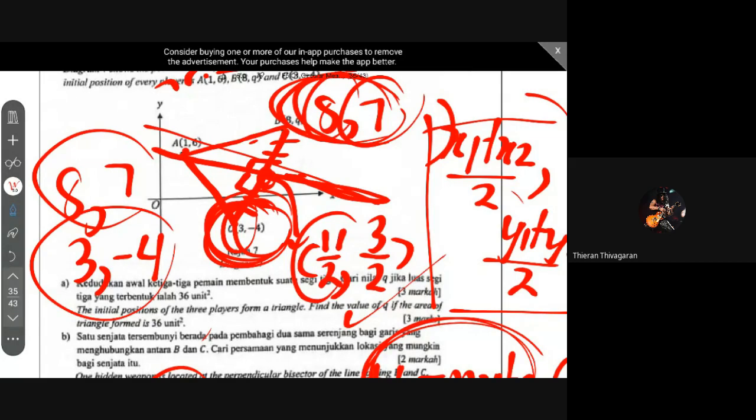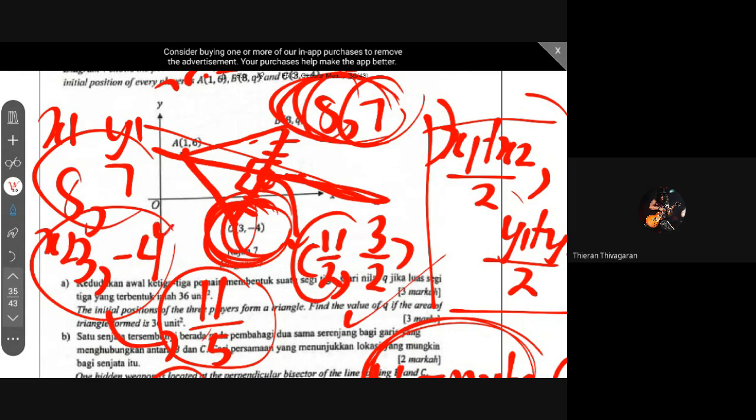Give your answer in fraction, guys, bentuk pecahan. Yes, very good, 11/5. So saya harap kamu semua tahu guna formula kecerunan tu. Use the gradient formula, you should get 11/5. Okay, x1, y1, x2, y2.